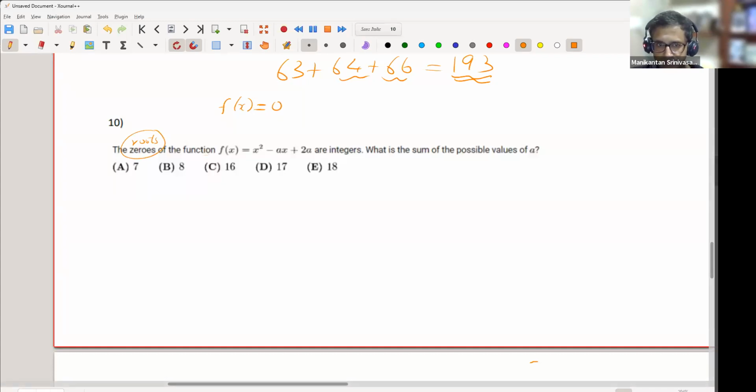So we are saying x square minus ax plus 2a equal to 0. For that equation, you'll have some roots. What is the sum of all possible values of a if these roots have to be integers? Do you have to use the quadratic formula in this, or is there some other way you can get it? You have to use the quadratic formula. That's the very first step. But after that, what will you do? That's the main thing.